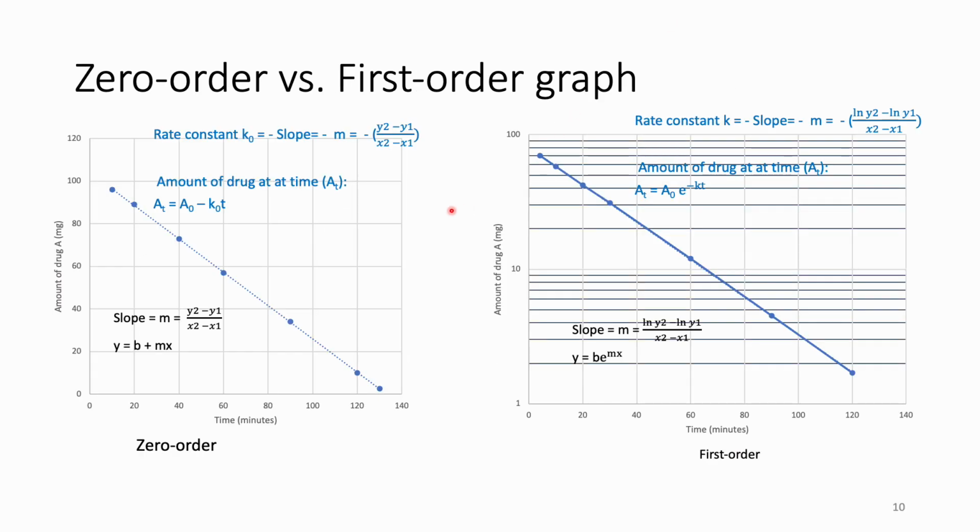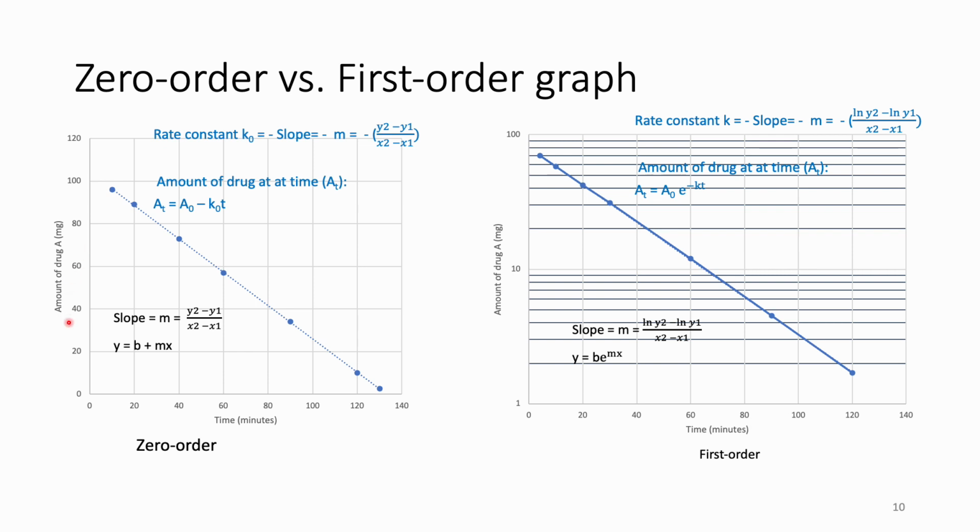In pharmacokinetic calculation, zero order and first order are the most commonly used orders to describe the elimination of a drug. Look at the graph on your left. That's about zero order. And the graph on the right is about first order. Now we go to zero order. Look at this graph here.